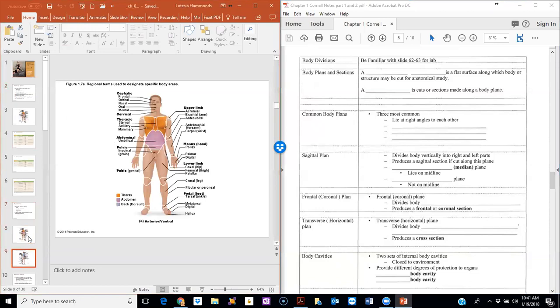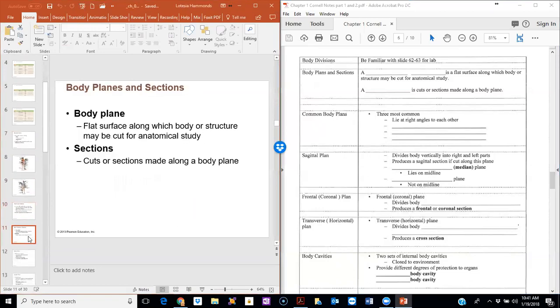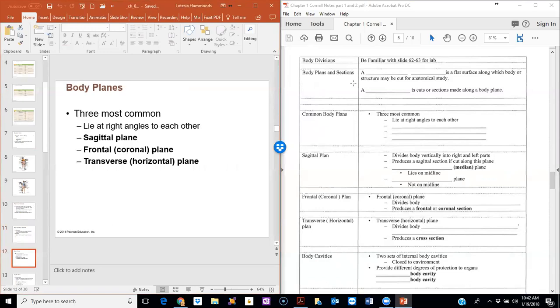Okay, here we are. So again, this slide goes with body planes and sections. The 3 most common body planes are sagittal, frontal, also referred to as coronal, and transverse, which may also be referred to as horizontal. And then those items will go here.